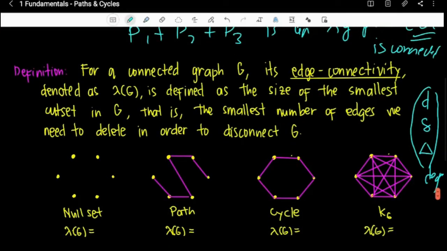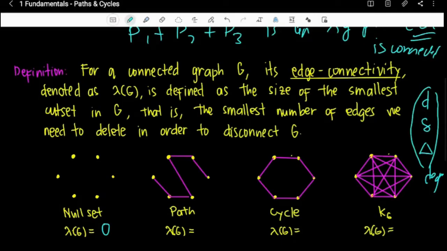What if you have a null set? A set which contains only vertices but no edges on them. So, right away, this is a disconnected graph. Kasi meron kang 1, 2, 3, 4, 5, 6 component. A connected graph has only one component. And a null set has n components, number of vertices components. So this is disconnected. So meaning, ang minimum number of edge that you need to delete is 0. So that means that the lambda of G is 0. Wala ka nang i-delete para maging disconnected siya.